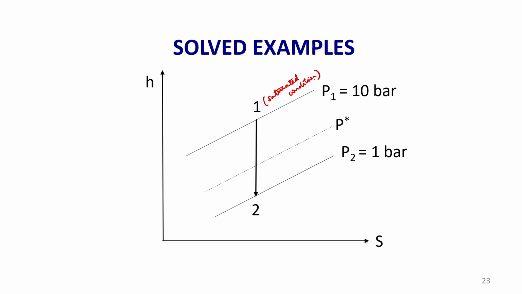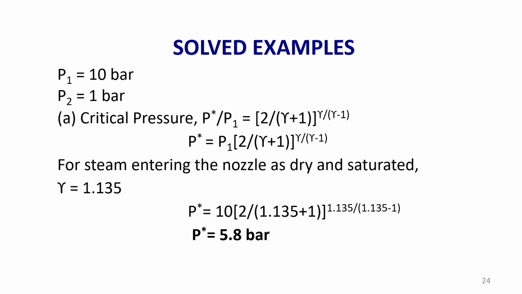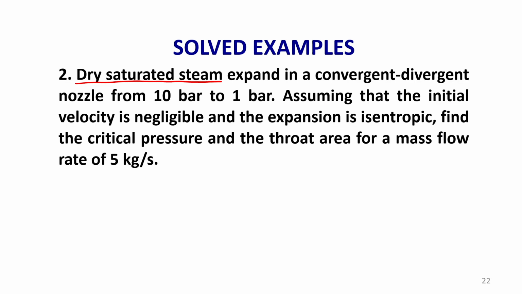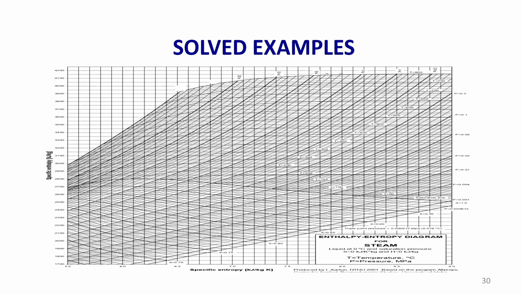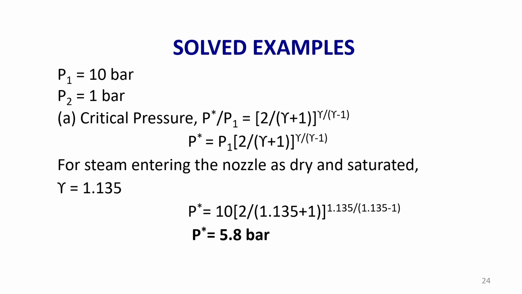So no need to check whether the steam is superheated or not. Since it is clearly given as dry saturated, the dryness fraction of the steam is 1, so it is saturated vapor at the inlet of the nozzle. Inlet pressure is 10 bar, and we can find the critical pressure ratio using this formula. That is the first question: find out the critical pressure. So P1 is equal to 10 bar and P2 is 1 bar.